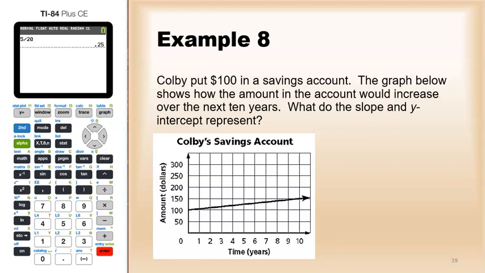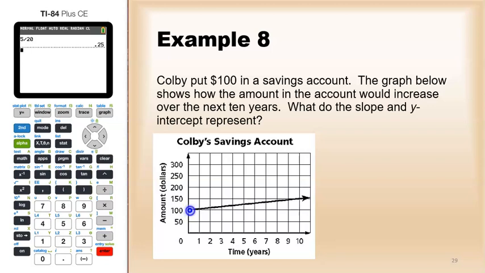All right. Colby put $100 in his savings account. The graph below shows the amount in the account that would increase over the next 10 years. So what do the slope and y-intercept represent? Well, looking at the graph, you can see that the y-intercept is right here. That comes out to be about $100. So the y-intercept is basically what Colby started with. He put $100 in the account, and that was his starting value.